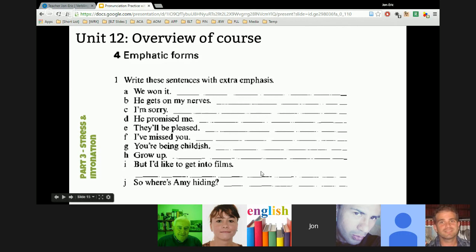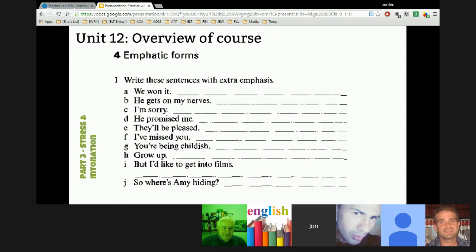But I'd like to get into films. But I would like to get into films. Very good. Right. What are you doing now? You're doing commercials, but you really want to get into movies. I would like to get into films even though I'm only doing commercials. So put your emphasis on the would. But I would like to get into films. Try it like that.